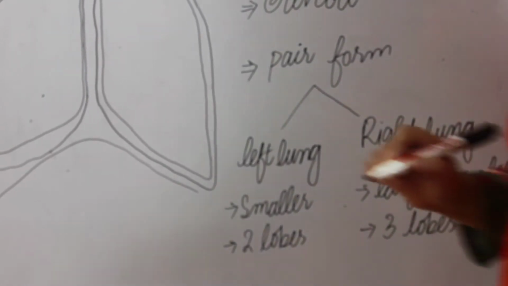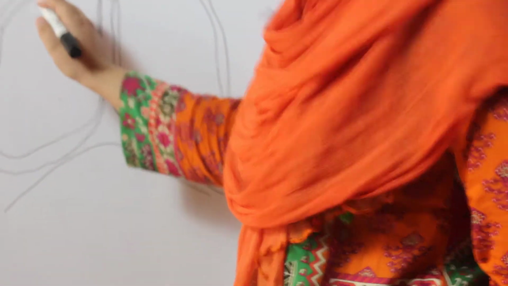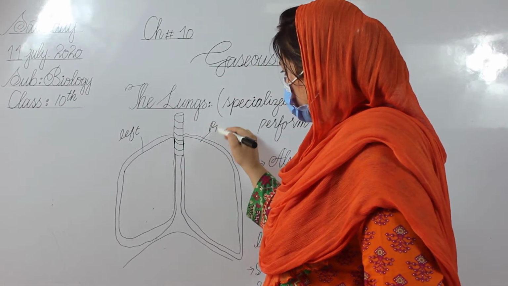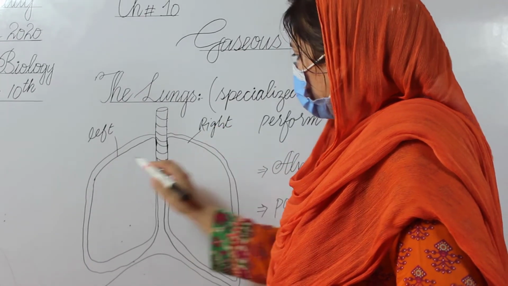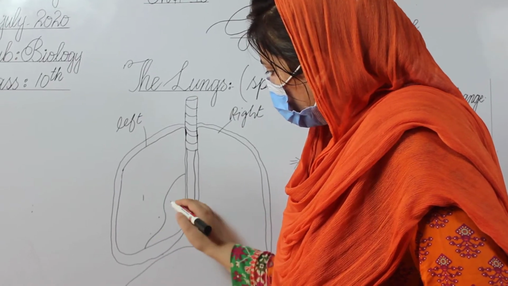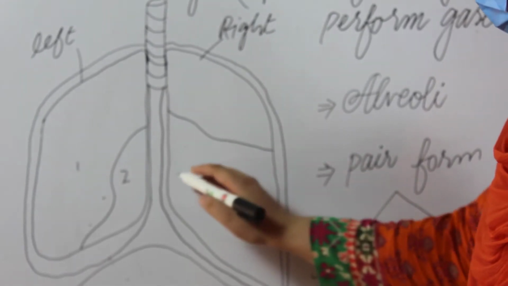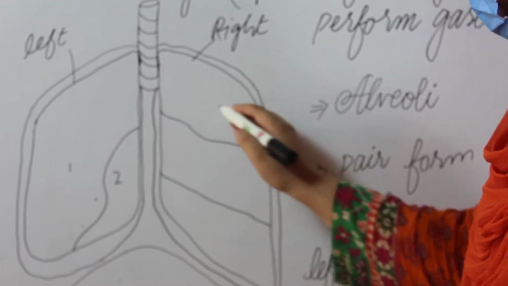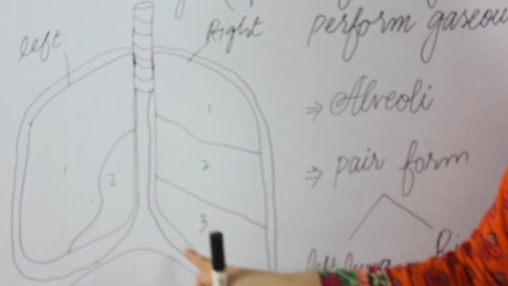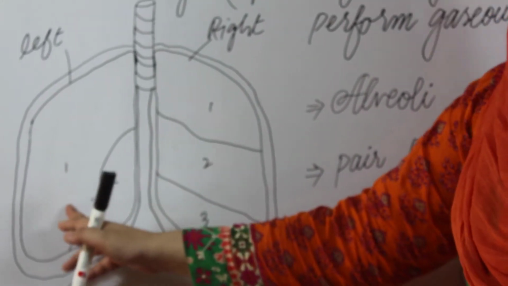Now the question arises, what are lobes? Just look at the diagram. This one is the left lung and this one is the right lung. In the left lung there are two lobes, while the right lung is divided into three lobes: 1, 2, 3. So the left lung is smaller than the right lung. Clear?